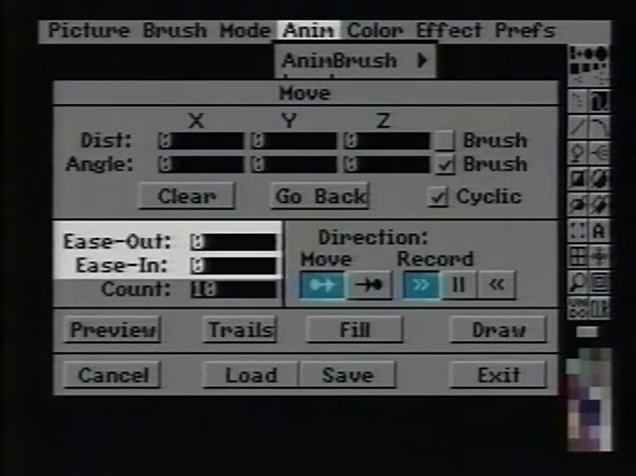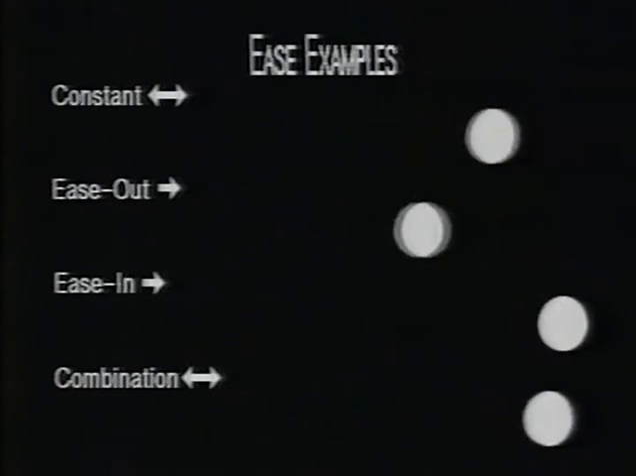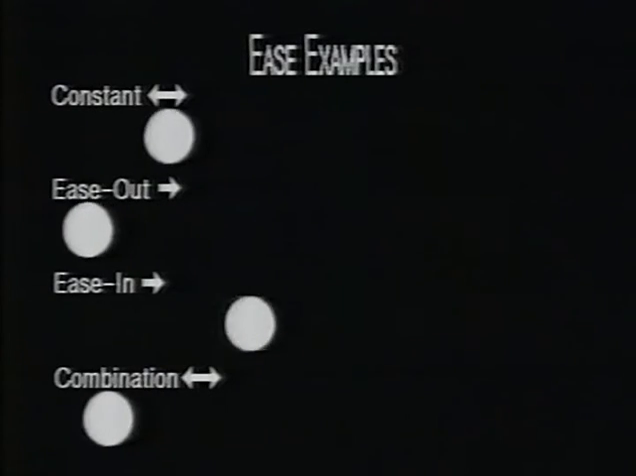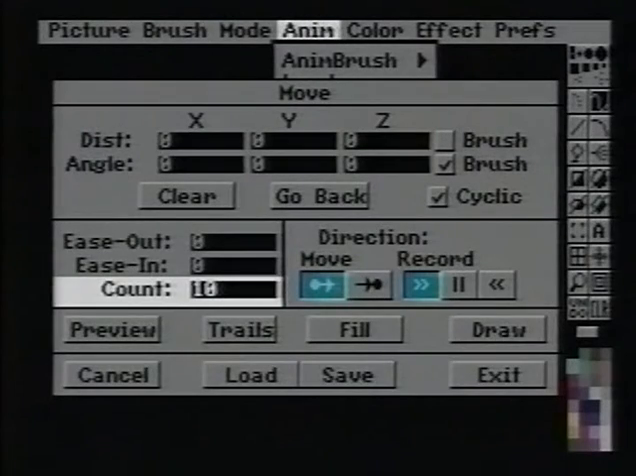The Ease Out and Ease In edit boxes let you specify a number of frames over which the brush can accelerate or decelerate in your animation. The primary advantage of these features is that you can make the brush movement smooth at its beginning and ending points. Count sets the number of times the brush is painted to complete the total movement and rotation as specified by the distance and angle edit boxes.